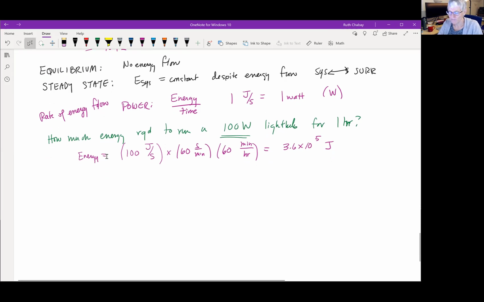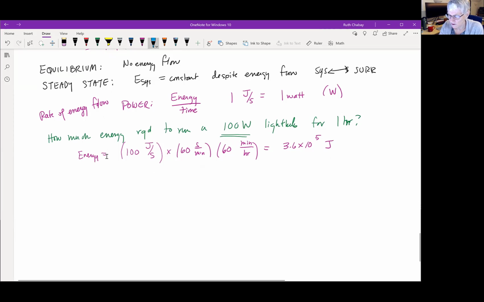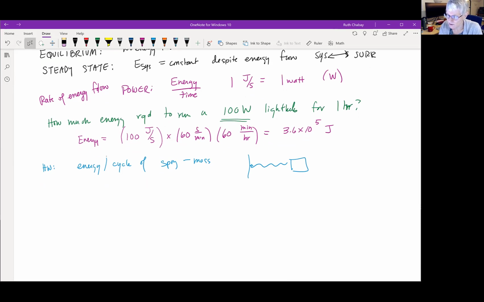In a homework problem that you weren't really ready to do, it actually asked about the energy per cycle of a spring mass oscillator. So you had a mass on a spring oscillating back and forth. And so the question is, how do you get the period? So, energy dissipated per period.